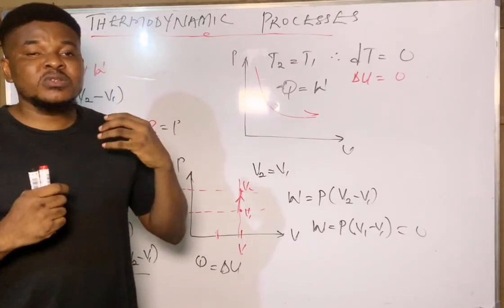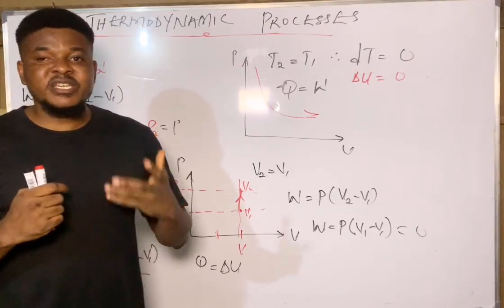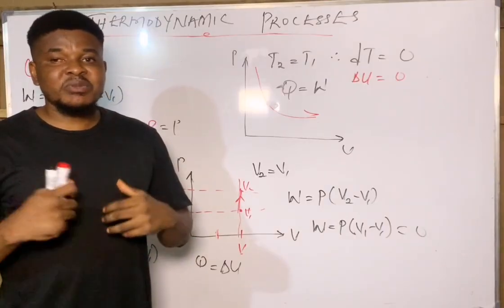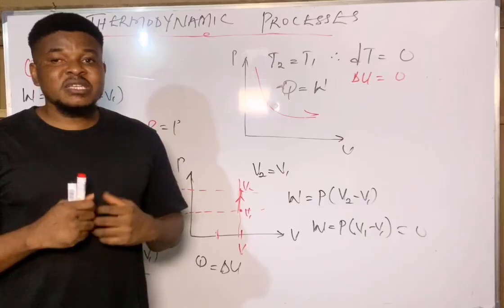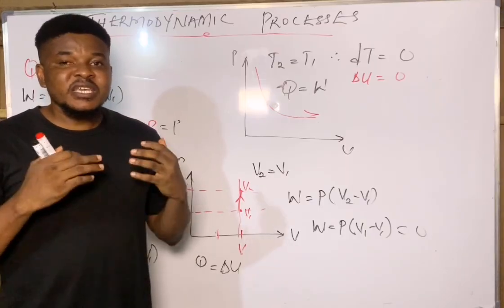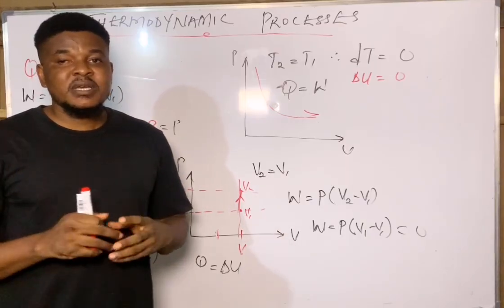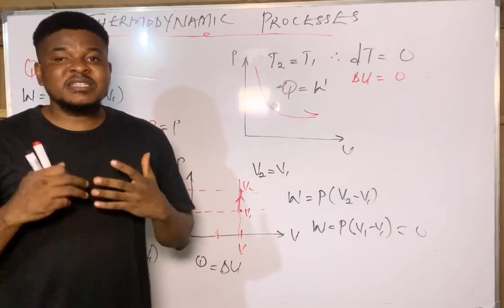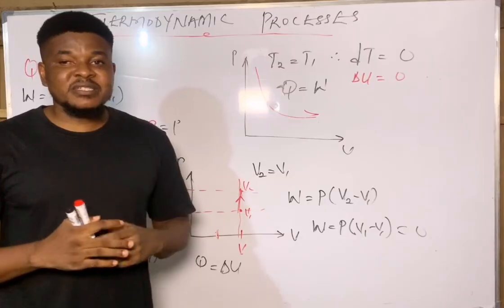A process that does not interact or exchange heat from the system to the surrounding is simply called an adiabatic process. So this simply means for an adiabatic process, heat is what? Conserved. And if heat is conserved, it simply means that heat is equal to 0 for an adiabatic process.